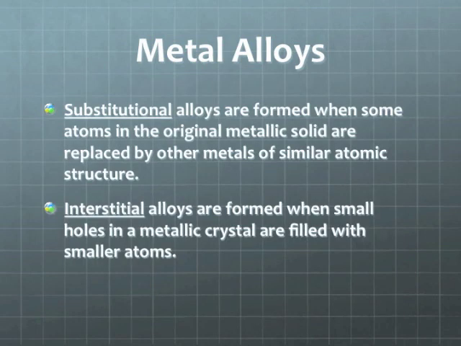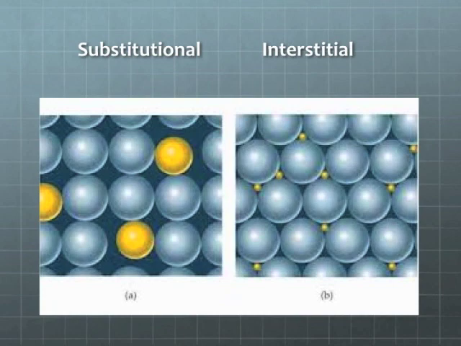There are two types of alloys, substitutional and interstitial. Substitutional alloys are formed when some of the atoms in the original metallic solid are replaced by other metal atoms of a similar size and similar atomic structure. Interstitial alloys, on the other hand, are formed when small holes in the metallic crystal are filled with smaller atoms. If you look at the picture for substitutional alloy, you will notice that some of the atoms are replaced with others of similar size, like the combination of copper and zinc, which creates brass. Copper and zinc are next to each other on the periodic table and therefore are similar in size and can be substituted for each other within the structure.